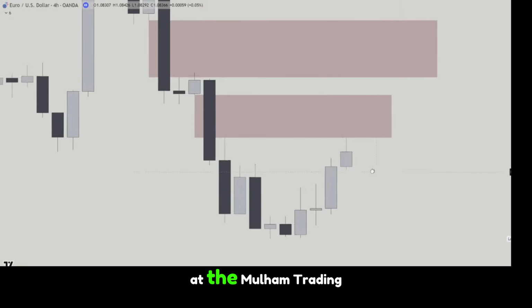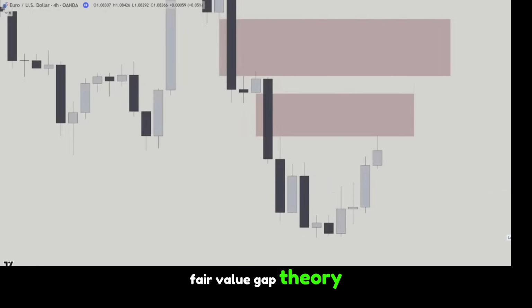I could also look at the Monham trading fair value gap theory, because it's also going to tell you where the real fair value gap is. But that's not something that I'm going to cover today. I have a whole video on that. Today's video is only about the trading plan and the time frame alignment.